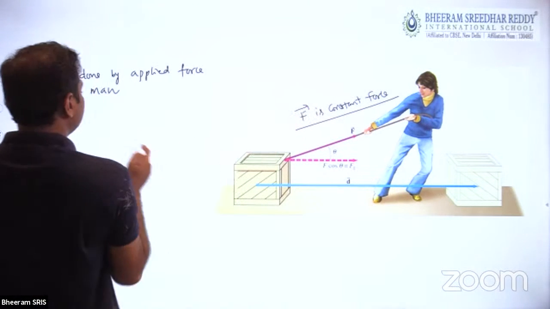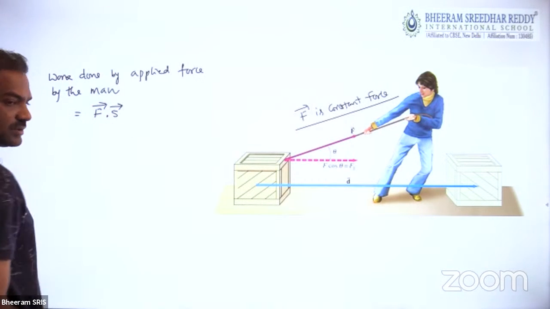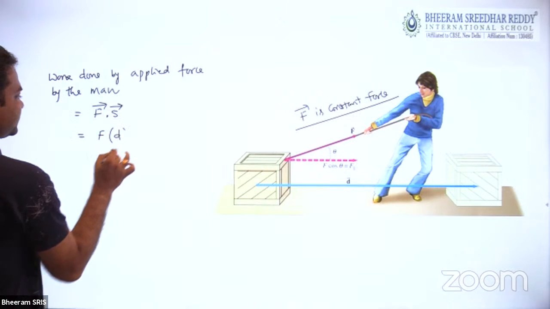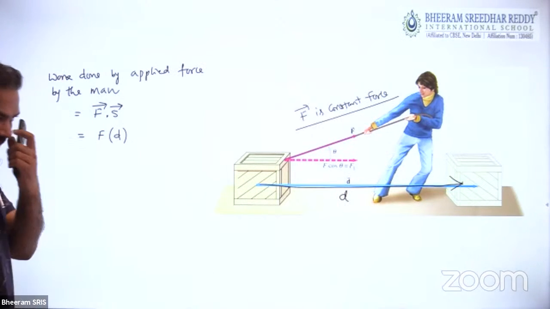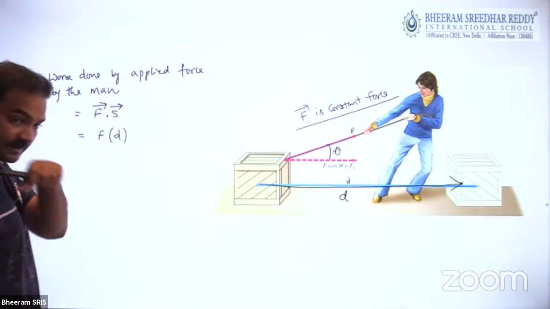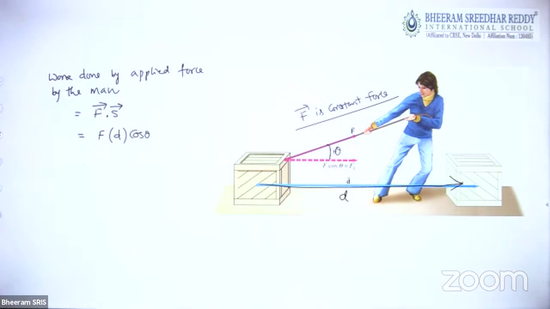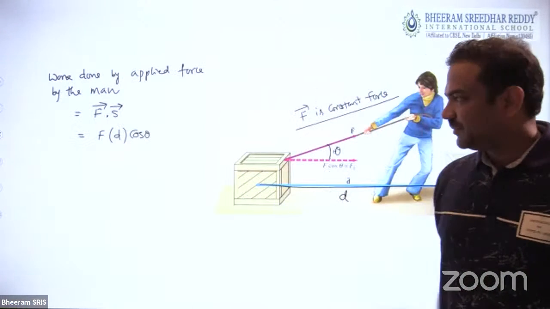Now it's a constant force. So simply we can write F bar dot S bar, as it is a constant force. Okay? So I can write F into the displacement. Displacement is d, D bar. The angle between the force and displacement is theta, let us say. Then Fd cos theta. Fd cos theta.